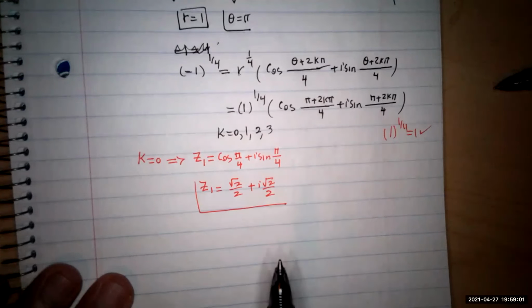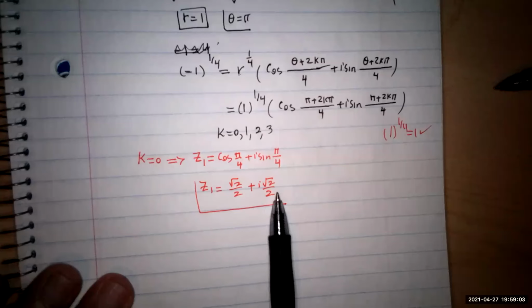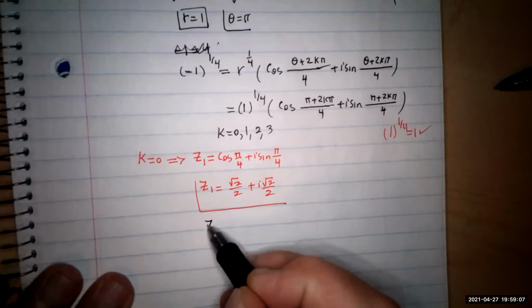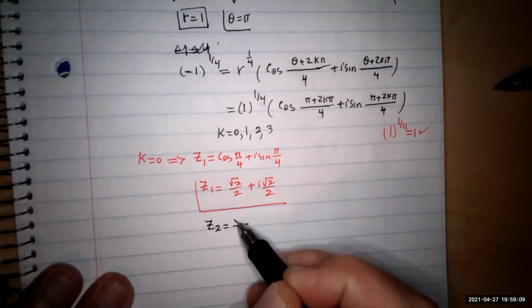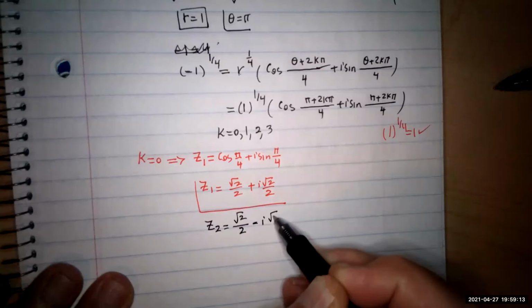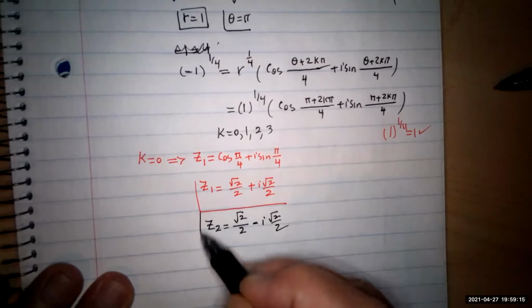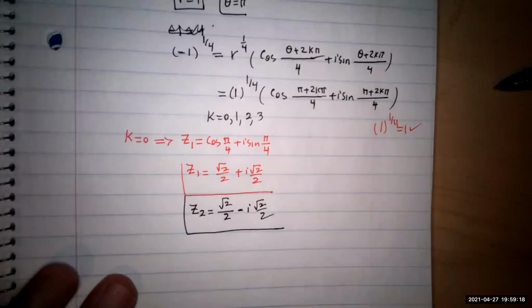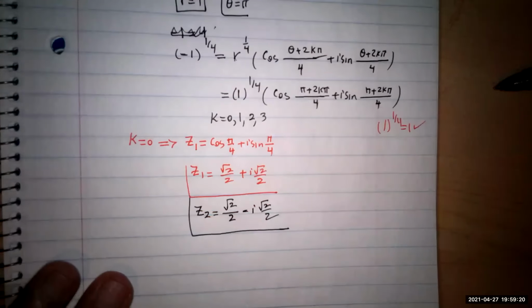Automatically you get the second one, because these are complex numbers, and the second one is going to be the conjugate. So the conjugate would be radical 2 over 2 minus i radical 2 over 2. So this is going to be the second solution. Okay, any question? We need 2 more.